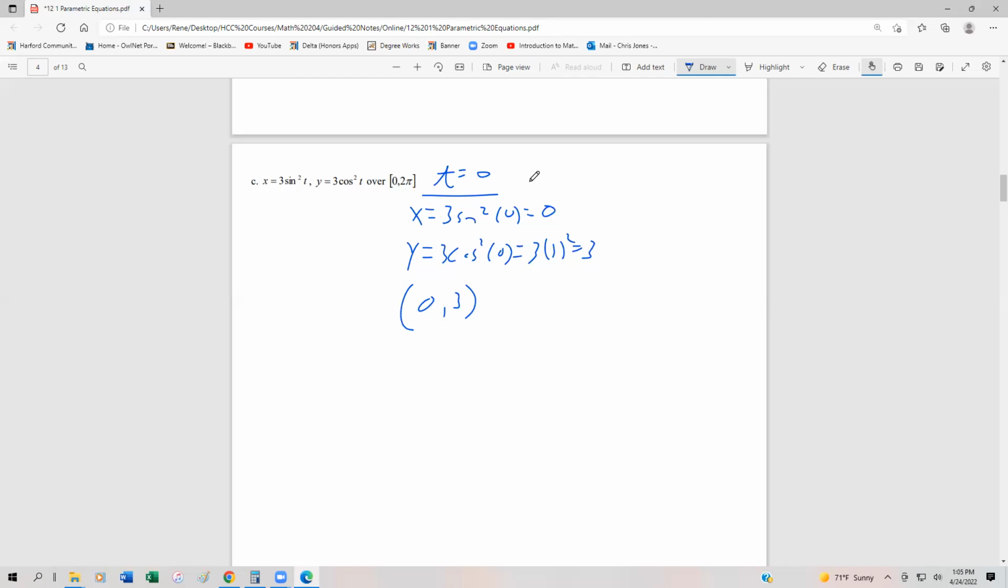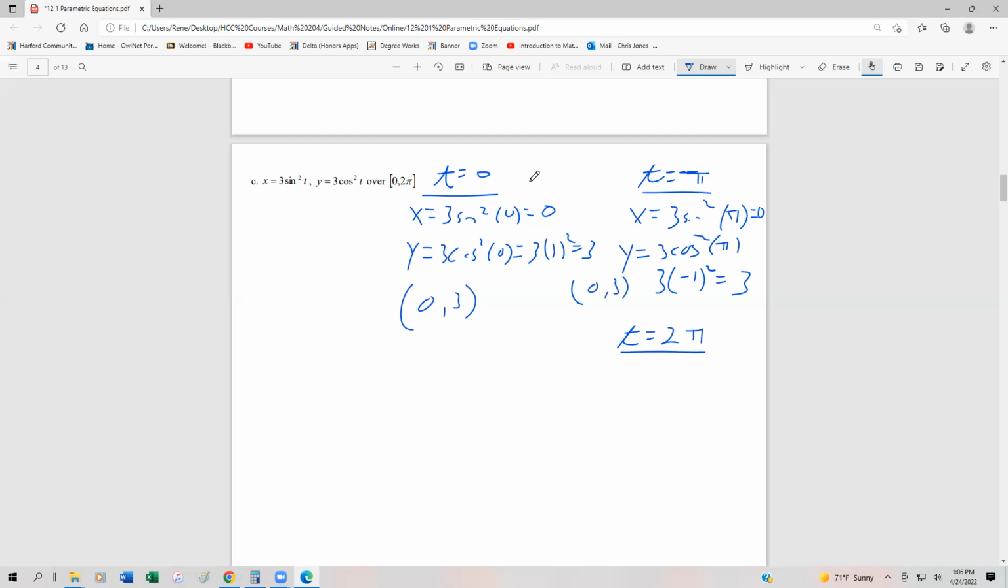Now, another point, let's just go ahead and use pi. I know 2 pi is the terminal point, but just to show you what's going on with this. And so x would be equal to 3 sine squared of pi, and we know sine of pi is 0. And then y would be equal to 3 cos squared of pi. Now we know that this is going to be 3 times negative 1 squared, so we have (0, 3) as well. And then finally, if t were equal to 2 pi, we're going to get the exact same thing. So we keep getting (0, 3), (0, 3).